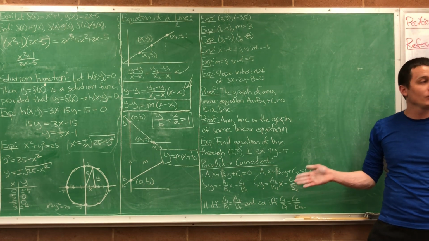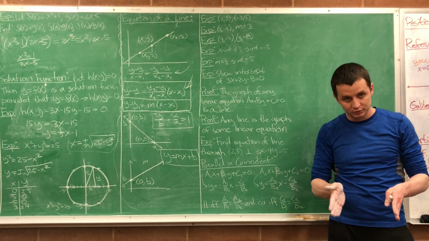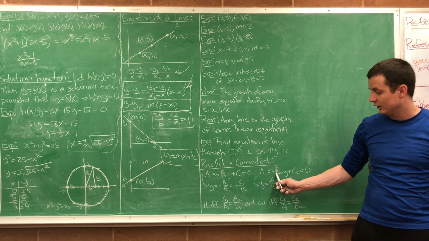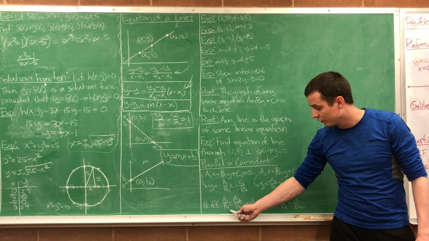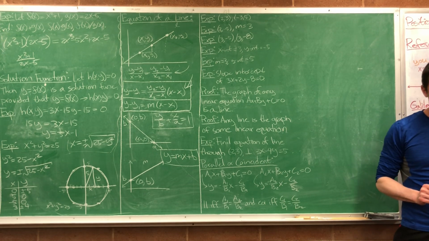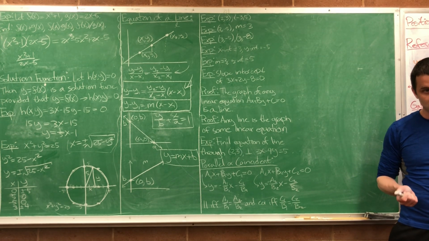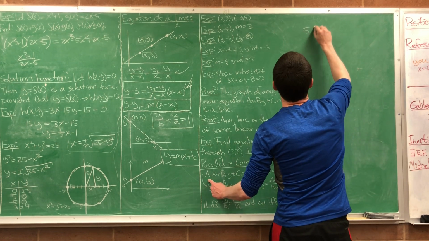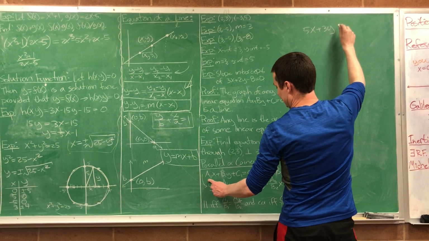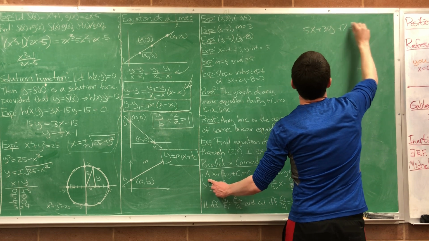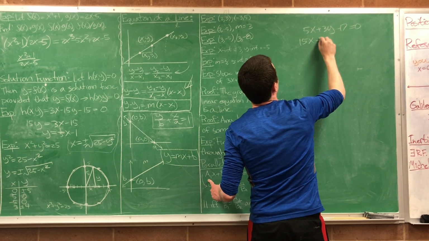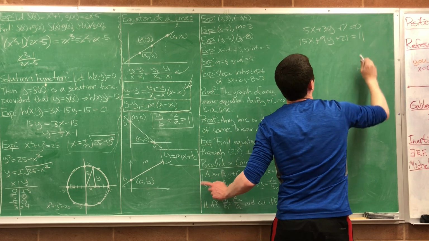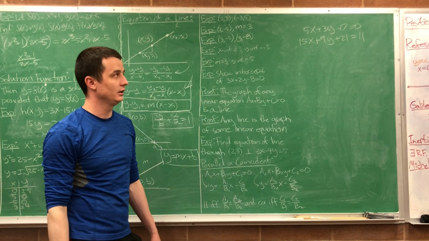So, two lines are parallel if and only if they have the same slope. So these two lines are parallel to each other if and only if a1 over b1 is equal to a2 over b2. Let me do a quick sanity check here to make sure you're understanding this. If I have 5x plus 3y minus 17 equals 0, and I have 15x plus 9y plus 21 equals 11, are those two lines parallel?